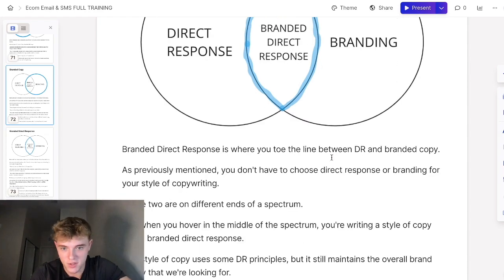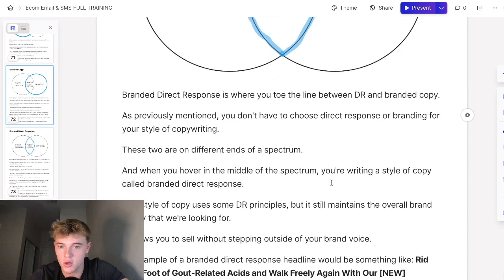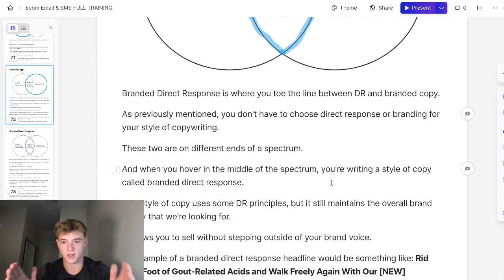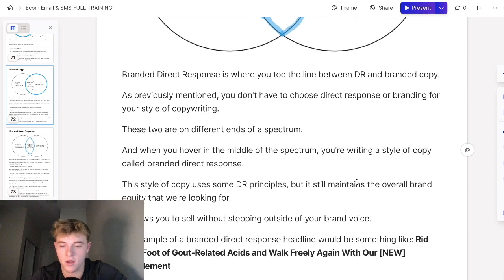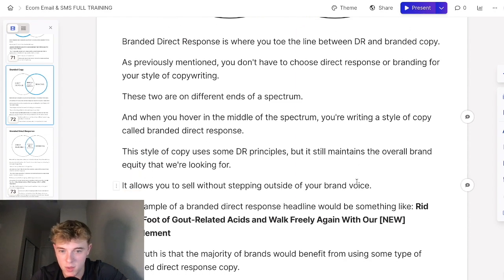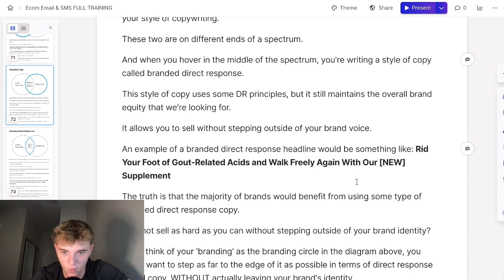And as I previously mentioned, you don't have to choose one or the other. You don't have to choose direct response or branding for your style of copywriting for your brand. These two are on different ends of a spectrum. And when you hover in the middle of the spectrum, you're writing a style of copy called branded direct response. This style of copy uses some direct response principles, but it still maintains the overall brand equity that we're looking for. It allows you to sell without stepping outside of your brand voice.